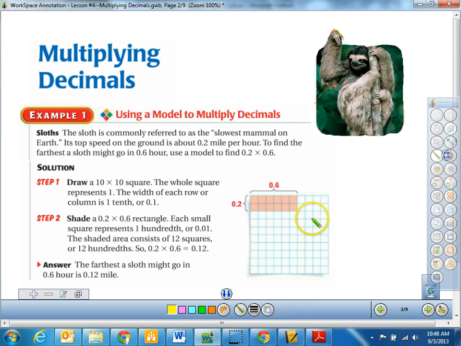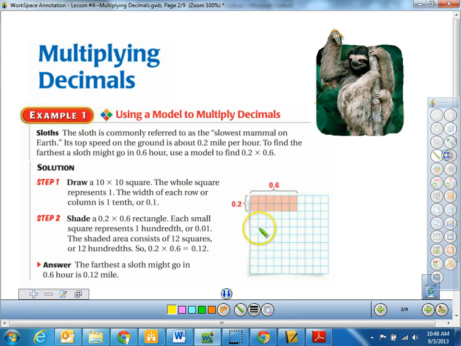The example from our book is this word problem about sloths. Sloths is commonly referred to as the slowest mammal on Earth. Its top speed on the ground is about 0.2 miles per hour. To find the furthest a sloth might go in 0.6 of an hour, use a model to find 0.2 times 0.6.